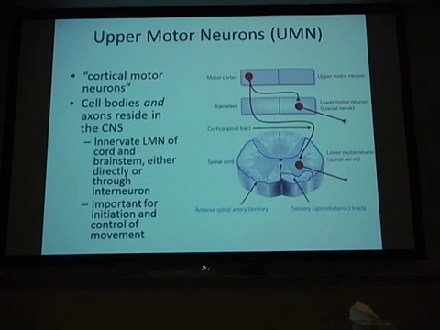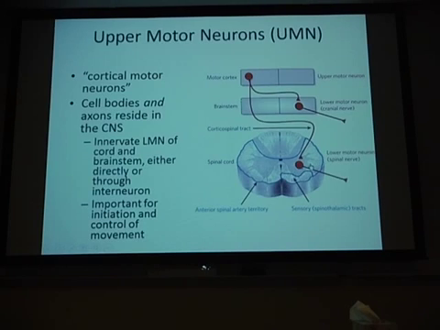So, upper motor neurons are sometimes referred to as cortical motor neurons because their cell bodies live in the motor cortex. The motor cortex is located in which gyrus? Precentral, right, okay. Their axons are either going to travel and synapse in the brainstem on a lower motor neuron, which would usually be a cranial nerve, or they're going to travel all the way down to different levels of the spinal cord to synapse on lower motor neurons in the ventral horn.